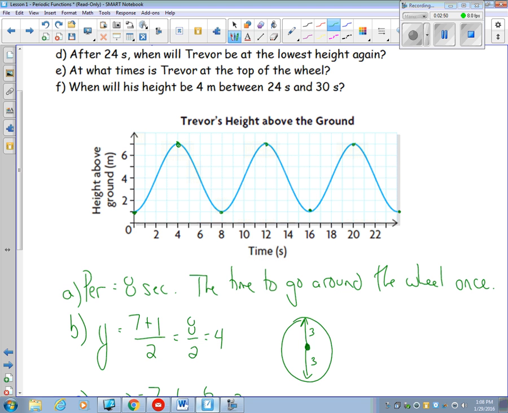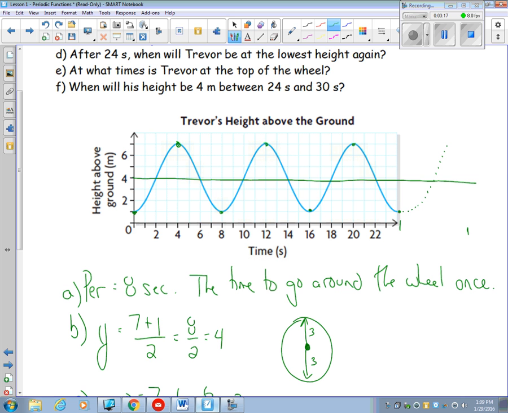And the last part, when will his height be 4 meters between 24 and 30? Okay, so we know this graph will keep going up like this. 24 is right here. 30 is somewhere over here. I want to know when he's going to be at the height of 4 meters. And logically thinking, let me look at this graph, he's going to be at 4 meters on the way up, and again on the way down, right? So we have to figure out the 2 times.